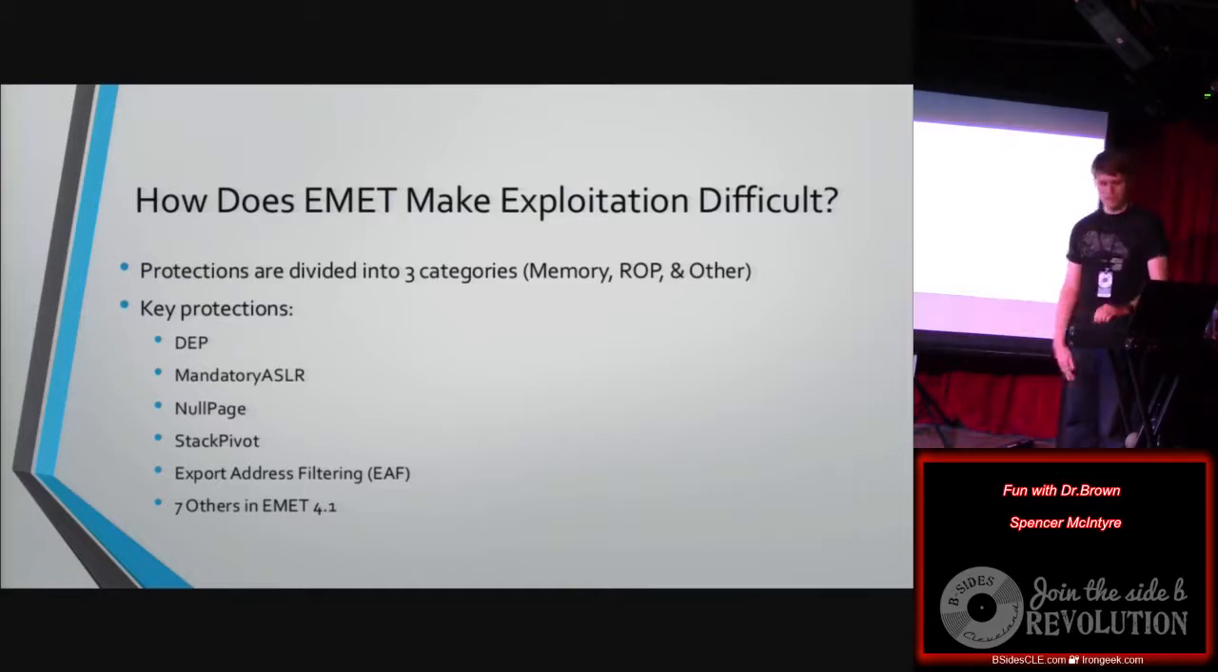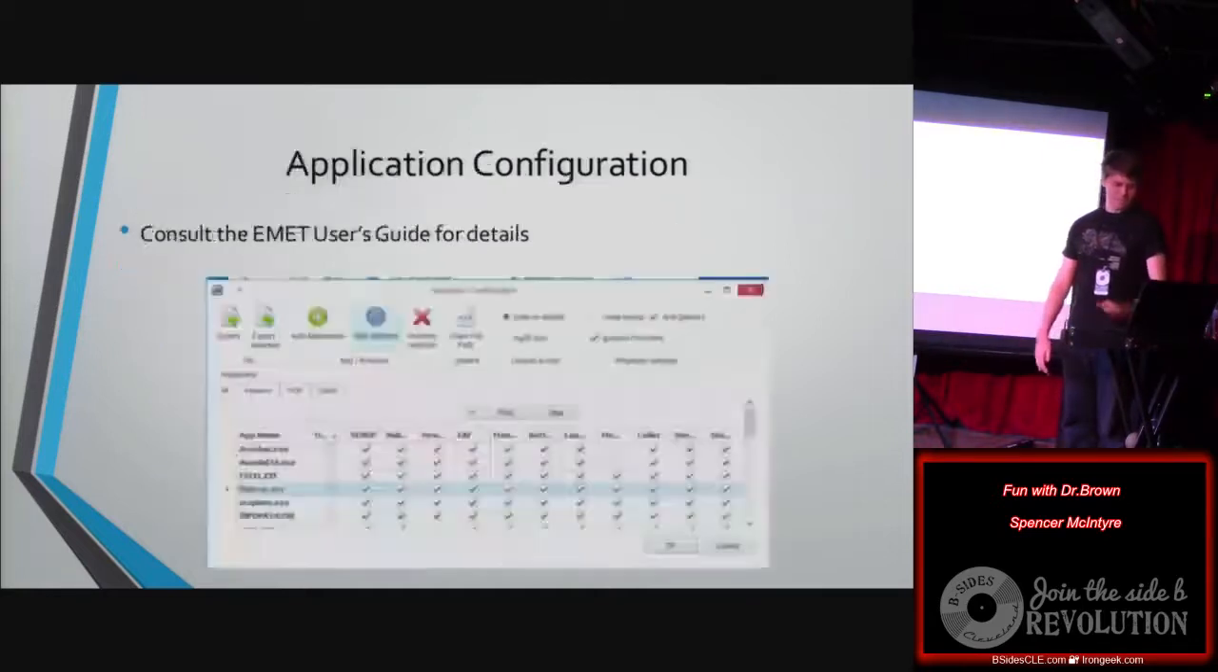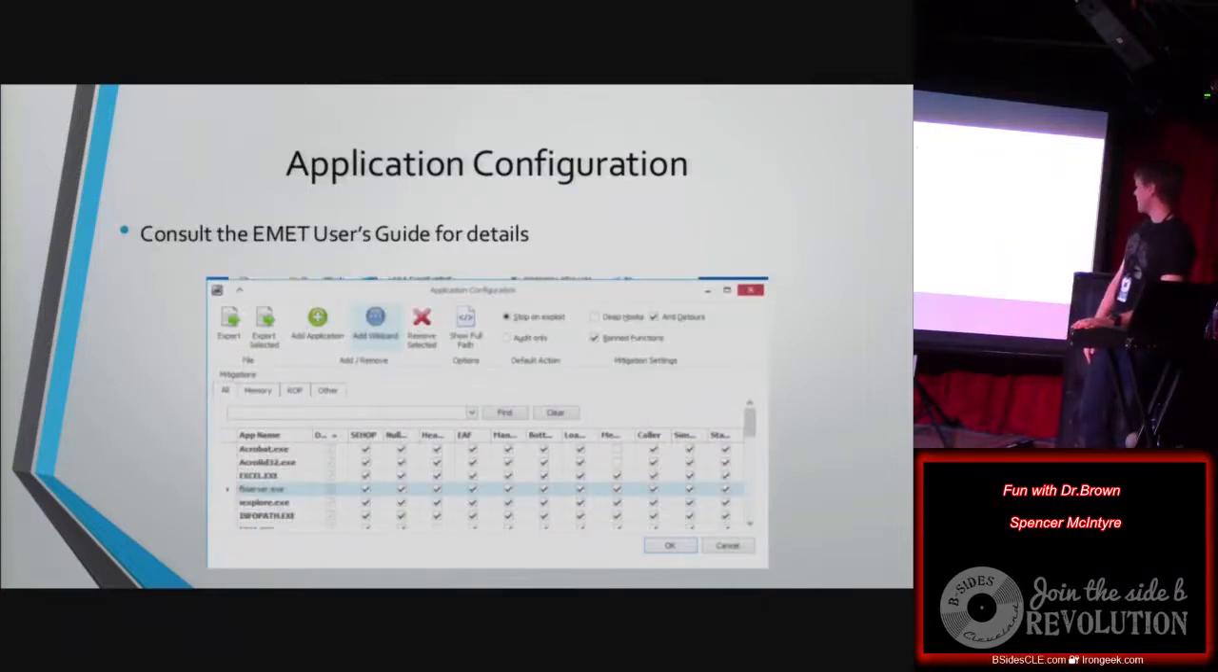So that's why those don't work. So it makes them difficult to exploit. So this is a screenshot. See, the text is kind of washed out there. But if you see all those different little checkboxes, those are all the different settings that you can toggle on a per application basis. So you can build a profile, and you can target specific applications.